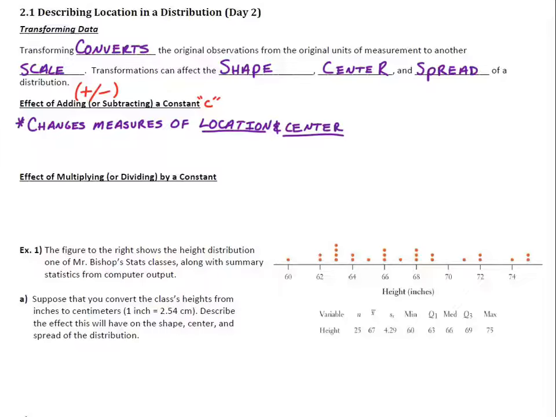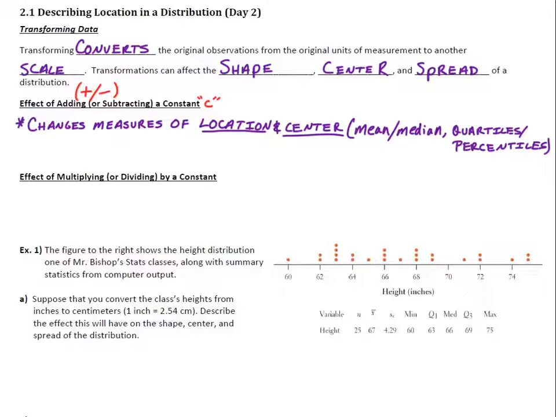What do we mean by that? You guys know what measures of center are, like mean or median. Measures of location, remember, that could be percentiles, quartiles, even z-scores. Okay, so we got that taken care of. So what about spread and what about shape?